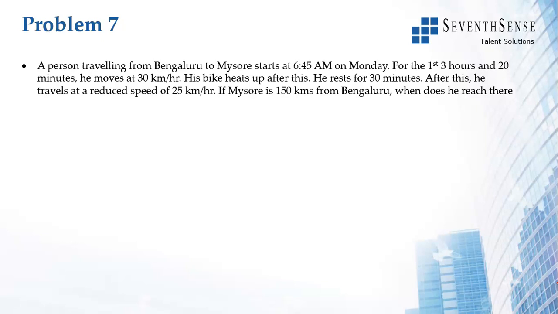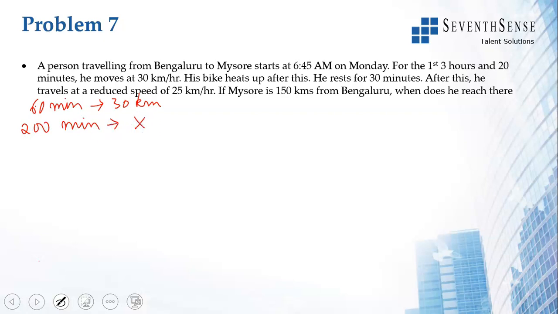So speed is 30 kilometers per hour. So in 1 hour, so I say in 60 minutes, he is covering 30 kilometers. Okay. 3 hours and 20 minutes is 180 minutes plus 20 minutes, you get 200 minutes. In 200 minutes, what is the distance covered? So x into 60 equal to 200 into 30.